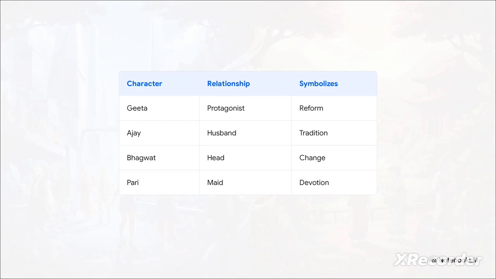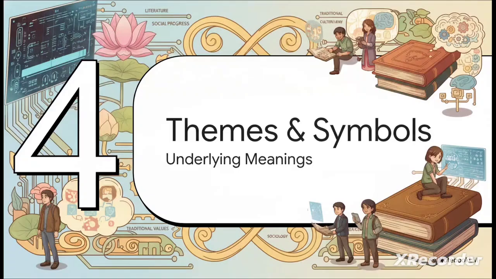Then there's Bhagwat Singh Ji, the head of the Haveli. He's the ultimate conservative patriarch, but, and this is key, he is eventually open to positive change. Finally, down the hierarchy, we have Pari, the loyal maidservant representing devotion and the profound emotional bonds tying everyone together. Geeta acts as this human bridge, connecting all these contrasting figures, navigating from the patriarch all the way down to the servants.